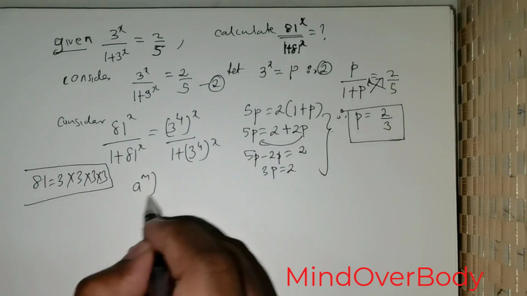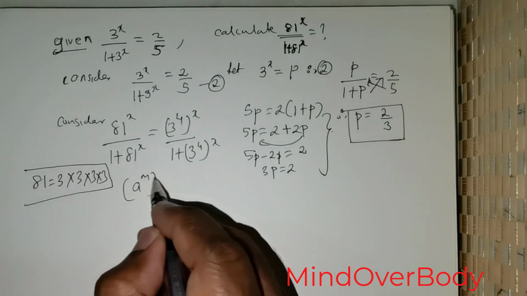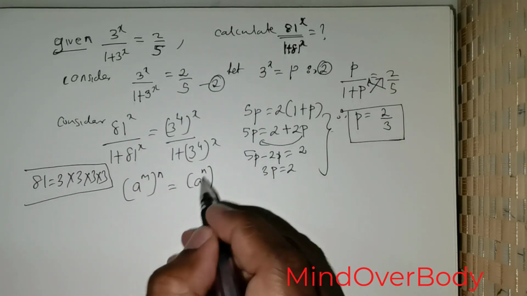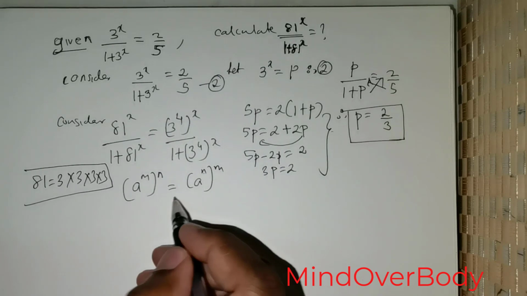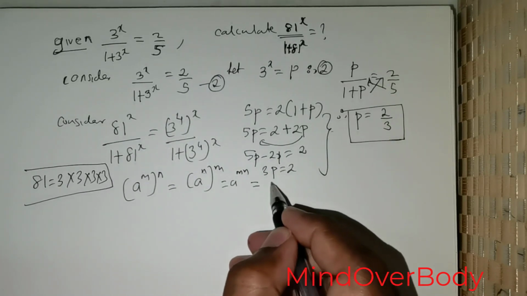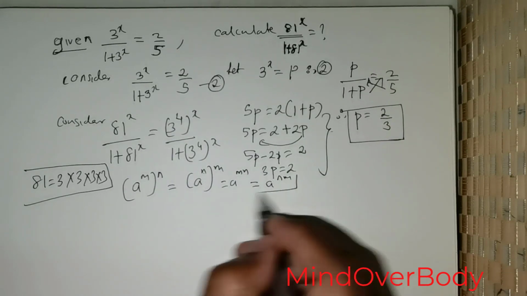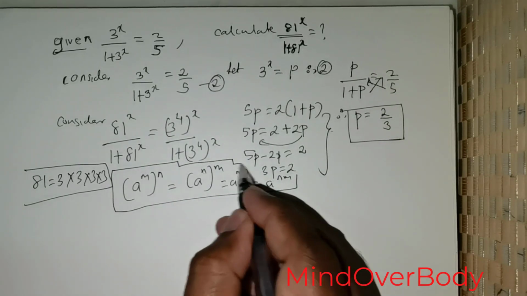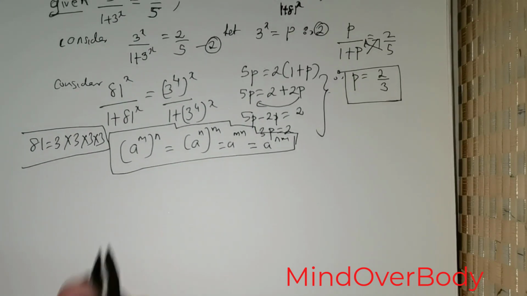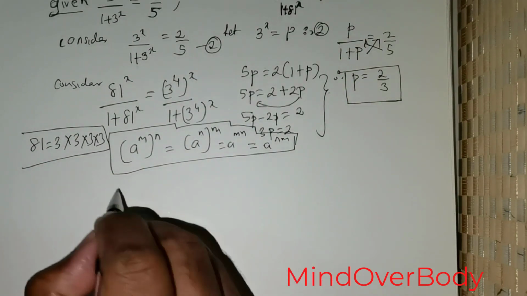Now from the law of indices, if I've got something like (a^m)^n, I can rewrite it as (a^n)^m. Of course, I can also rewrite it as a^(m times n) or a^(n times m). So there are different ways by which we can write once we know them to be proper indices.